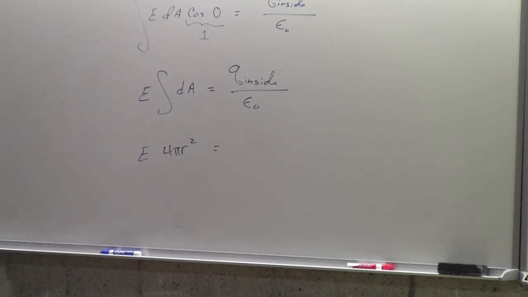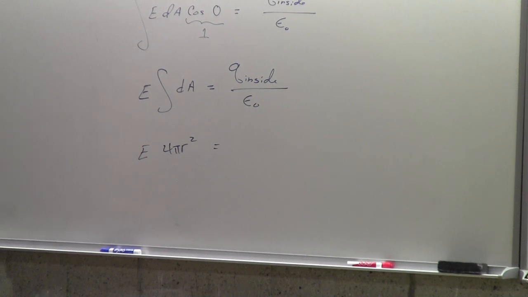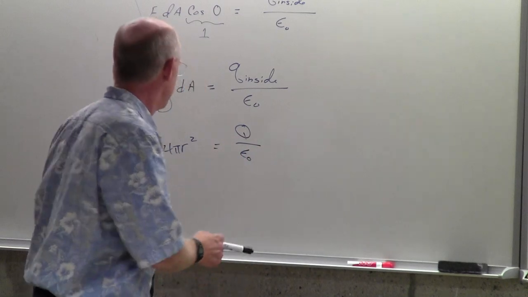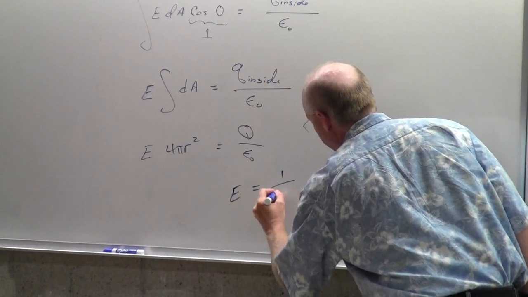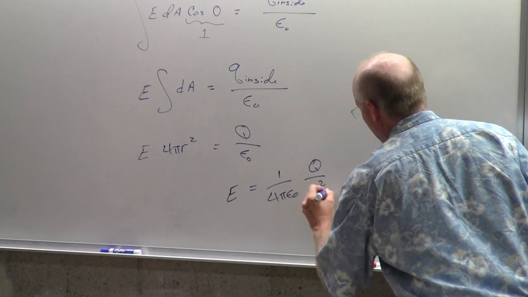Okay, what about the other side of the equation? How much charge is inside my Gaussian surface? All of it. I put it all in, right? So that's going to be easy. That's capital Q over epsilon naught. And so what I get is electric field equals 1 over 4 pi epsilon naught, capital Q over R squared.